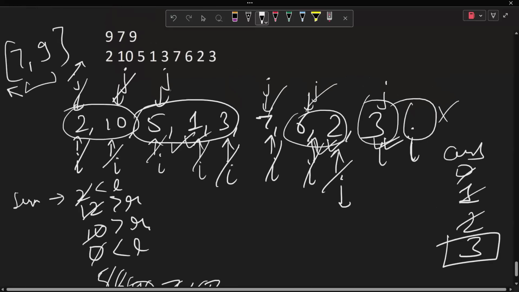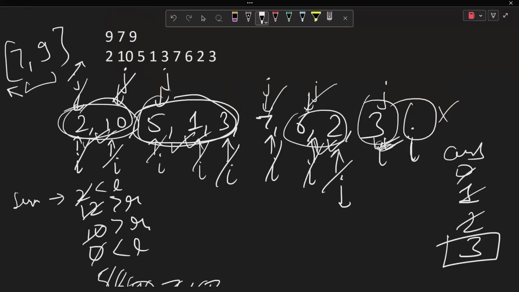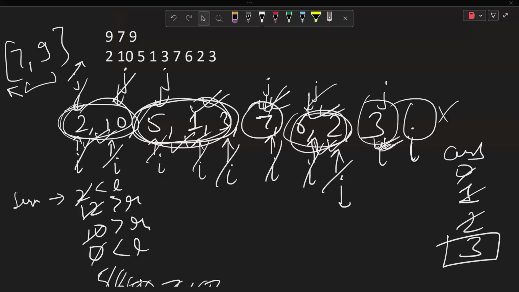These are the 3 ranges we got here: 5 and 13, 7, and 6 and 2. So I hope this is clear, how I am doing this two-pointer approach. If this is clear, we can move to the code part now.